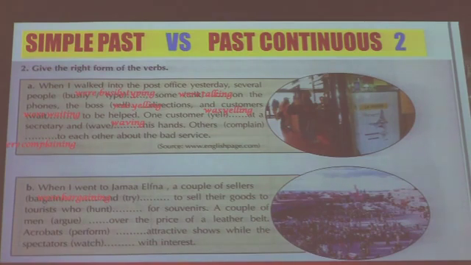So a couple of sellers were bargaining and trying to sell their goods, okay, so the second verb is going to be related to the first one, because there we have a conjunction, addition. To tourists who were searching for souvenirs, okay? They were buying presents. Who were hunting for souvenirs? A couple of men, so here the verb is going to be in the plural form. A couple of men were arguing over the price of a leather belt.